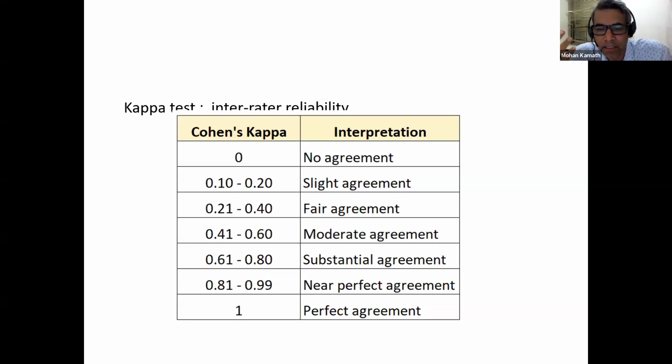So we call it agreement. Two tests can have the same sensitivity, but they might be picking up a different set of patients. So this is the final slide, technical. If you have two tests which are showing something like 0.8 kappa, that means that they are almost in agreement.